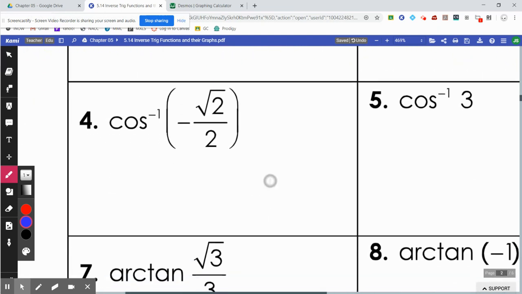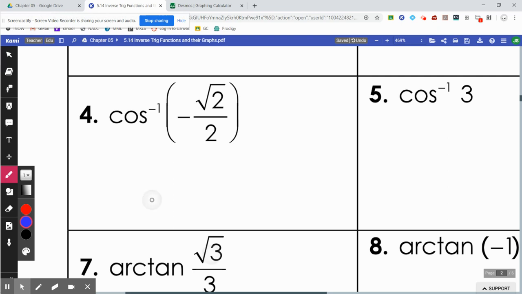Number 4, the inverse cosine. Now, inverse cosine is defined from 0 to pi. So you're either going to find a quadrant 1 answer or a quadrant 2 answer. That's where 0 to pi is located on the unit circle. Since it is a negative value, and cosine is positive in quadrant 1 and negative in quadrant 2, we're going to find a quadrant 2 answer.